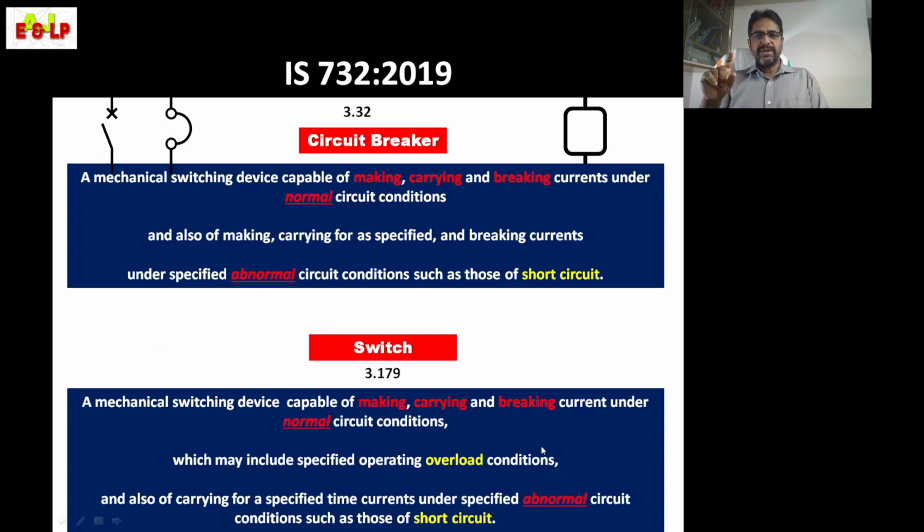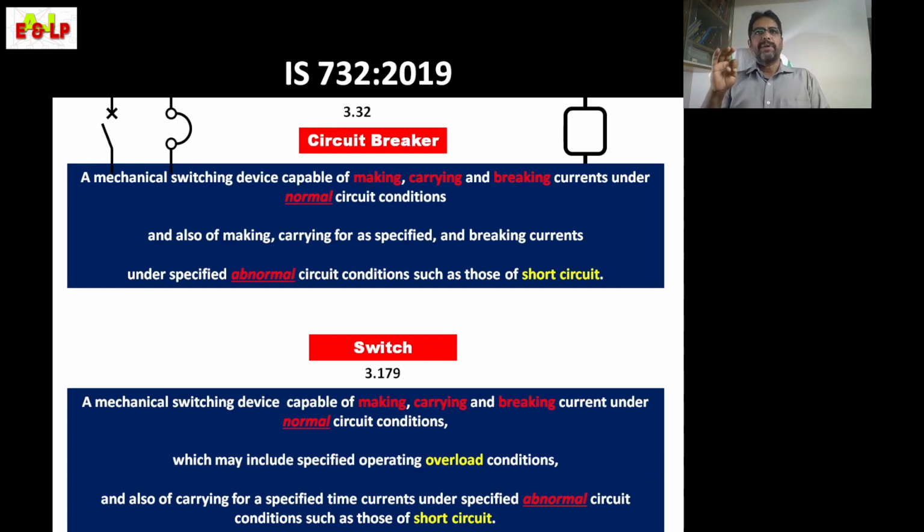Now the next basic term is circuit breaker. Isolator, switch, and then circuit breaker. Circuit breaker means it will turn off when there is abnormal current. Off means it will trip itself. That's the meaning. A circuit breaker will trip itself when there is abnormal current, such as overload or short circuit.